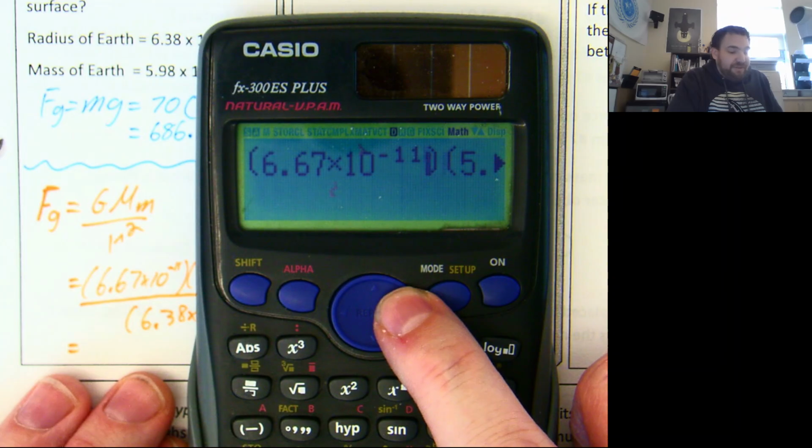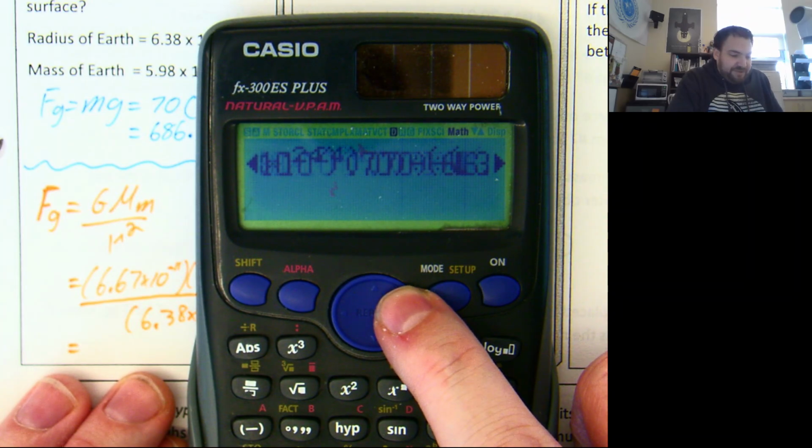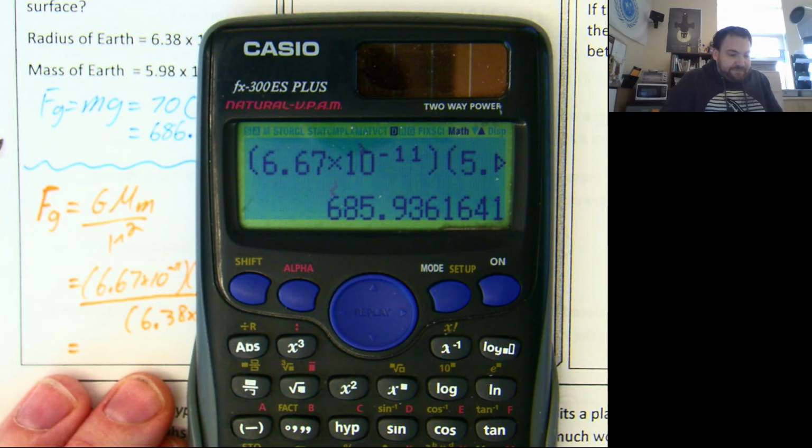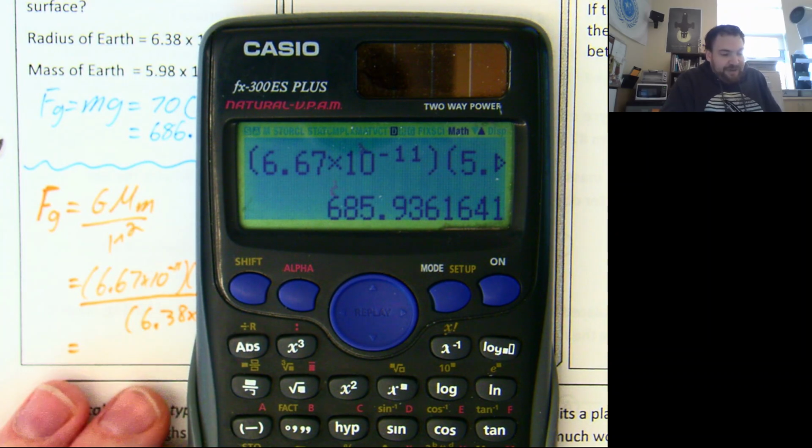If any of you are blessed with enough to have a graphing calculator, this is the first time it's actually going to be super useful. 6.67 times 10 to the negative 11 times 5.98 times 10 to the 24 times 70, and we're going to divide that by this, and make sure you square it at the end. And I got 685.94.